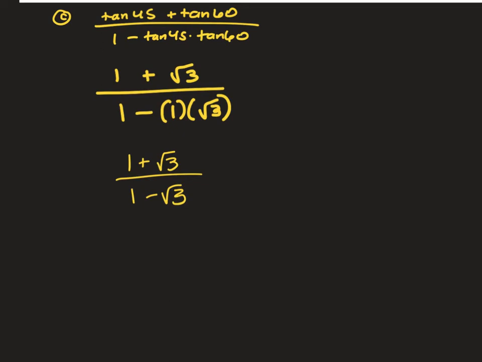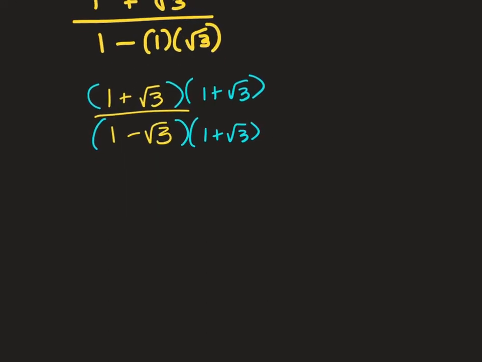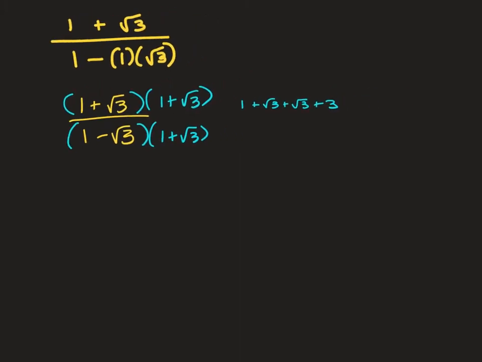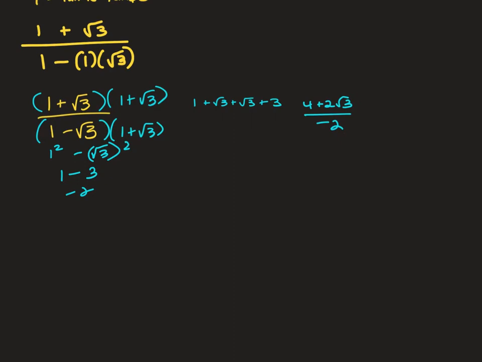Can I leave a square root in the bottom? No, we rationalize. So I multiply the top and the bottom by 1 plus root 3. Because you always want to do the opposite. That's what's going to cancel out the middle term, which is the square root. So in the numerator, I'd get 1 plus root 3 plus root 3 plus 3, or 4 plus 2 root 3. And the denominator, I'd get 1 squared minus the square root of 3 squared, 1 minus 3, which is negative 2. And then I can go a step further and simplify that. Negative 2 minus root 3.